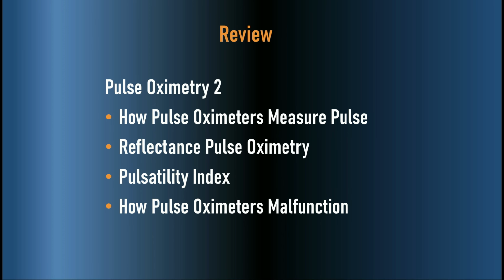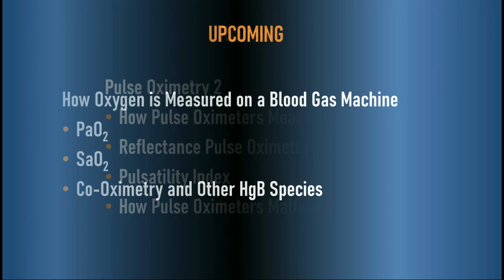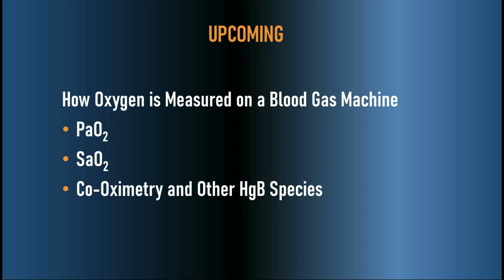This was tutorial 2 on pulse oximetry. We looked at how pulse oximeters measure pulse. We looked at reflectance pulse oximetry, the perfusion index, and how pulse oximeters malfunction. In the upcoming tutorials, we look at how oxygen is measured on a blood gas machine. We look at the PaO2 and how it's measured, the SaO2 and how it's measured, and co-oximetry and other hemoglobin species. I guarantee you'll learn something.